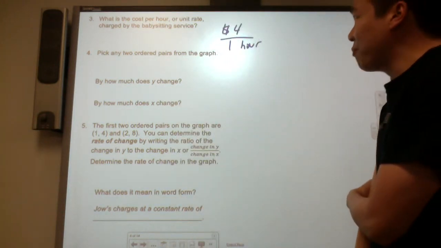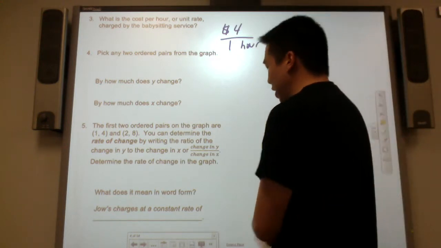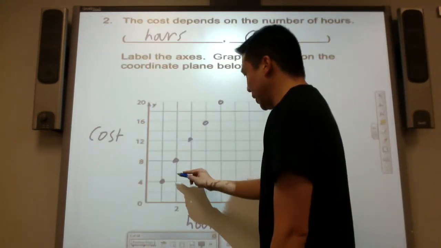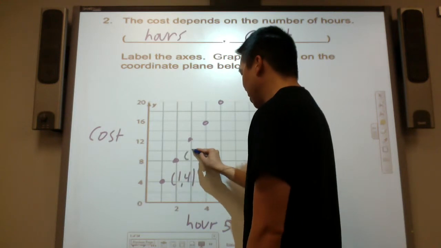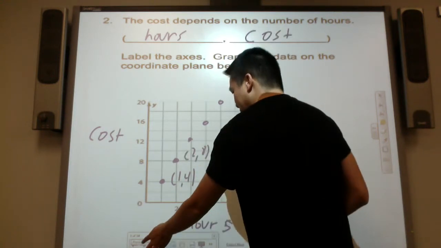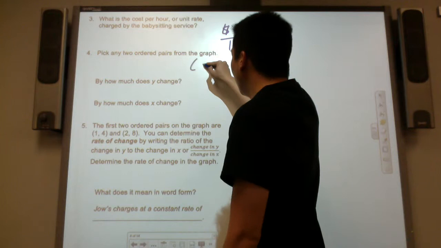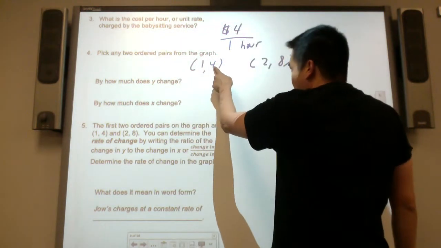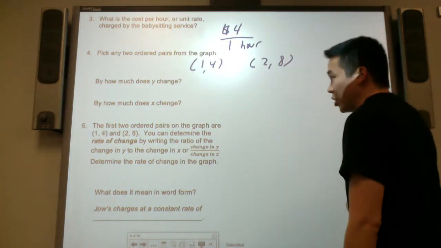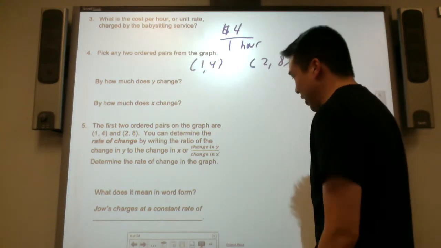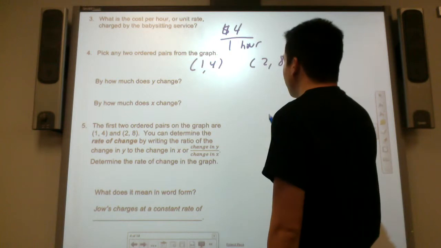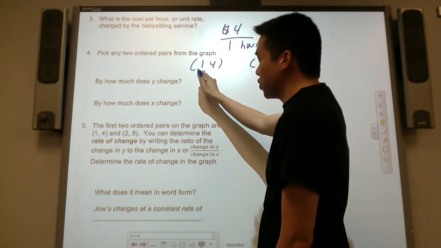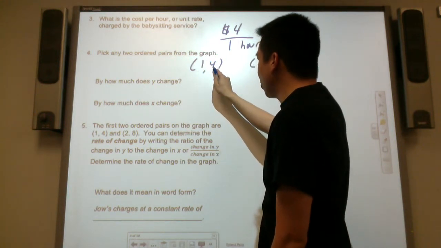So from your graph, pick any 2 ordered pairs from the graph. I'll pick 1, 4, and 2, 8. Again, 1 hour is $4. 2 hours is $8. How much does the y change? Again, x is the first number, y is the second number. Does y change from 4 to 8?